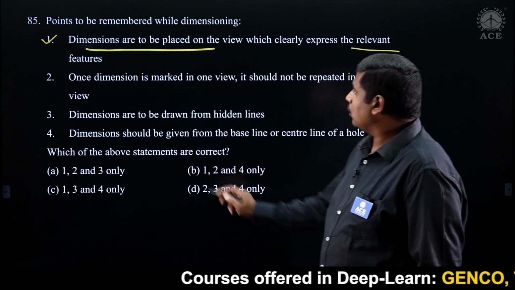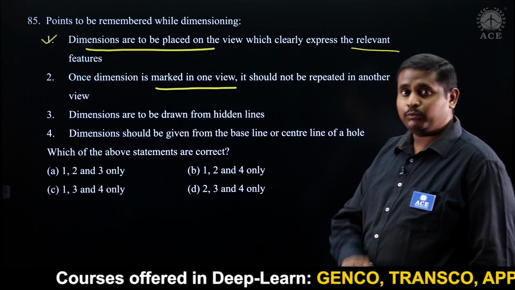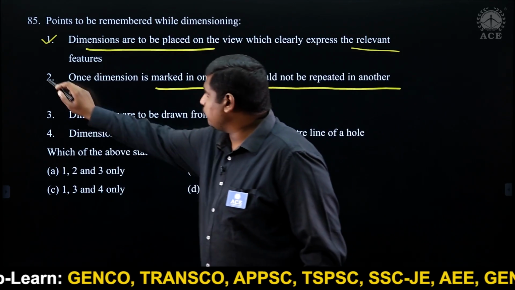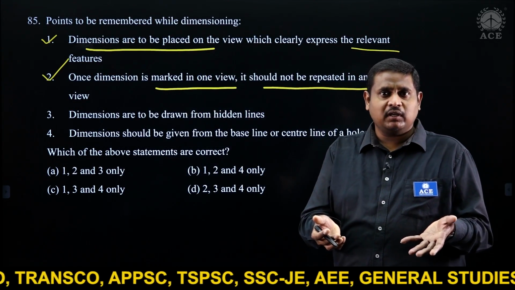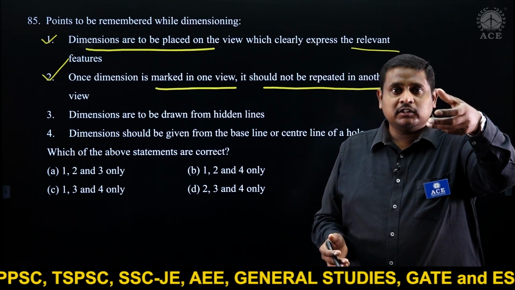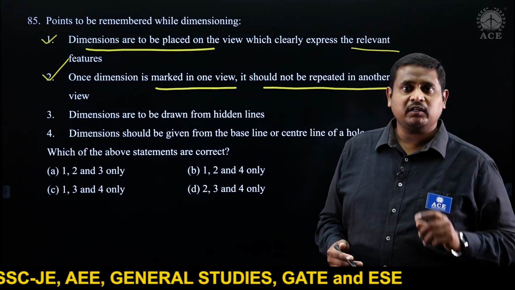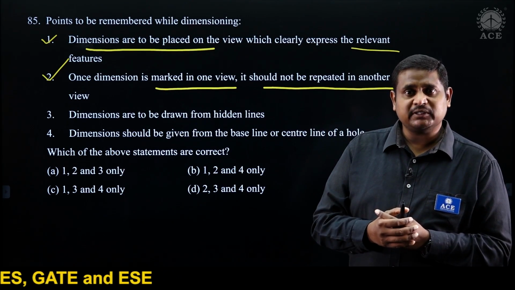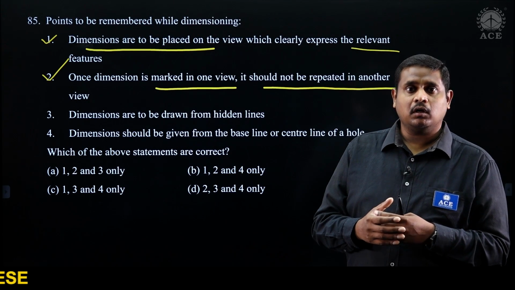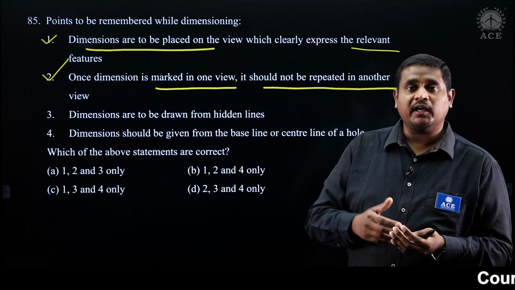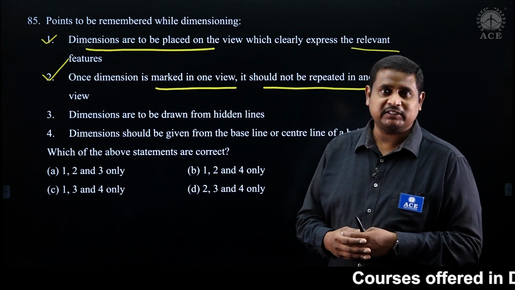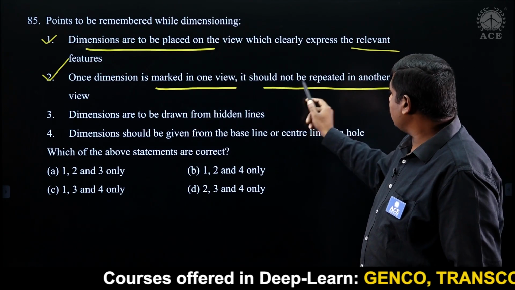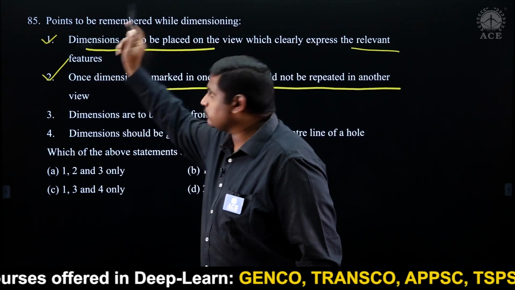Let us discuss point 2. Once a dimension is marked in one view, it should not be repeated in another view. Yes, of course, even point 2 is valid, my dears, because in orthographic projections, while specifying the dimensions of the front view of an object, it is not necessary to represent the height again, which is already done in the front view. Again, you need not represent it in the side view. Clear, my dears? So once a dimension is marked in one view, it should not be repeated in another view. Yes, of course, point 2 is valid.